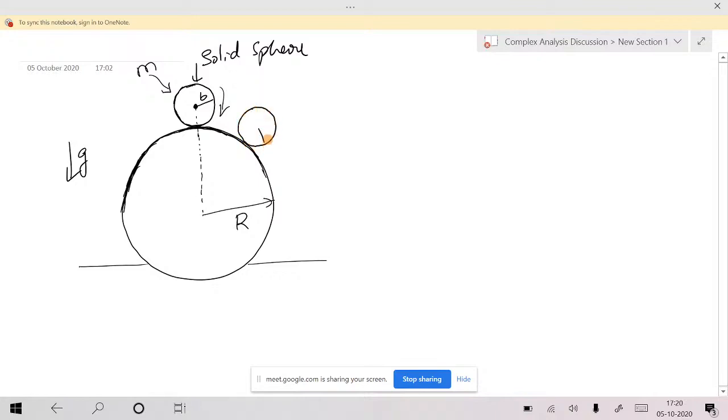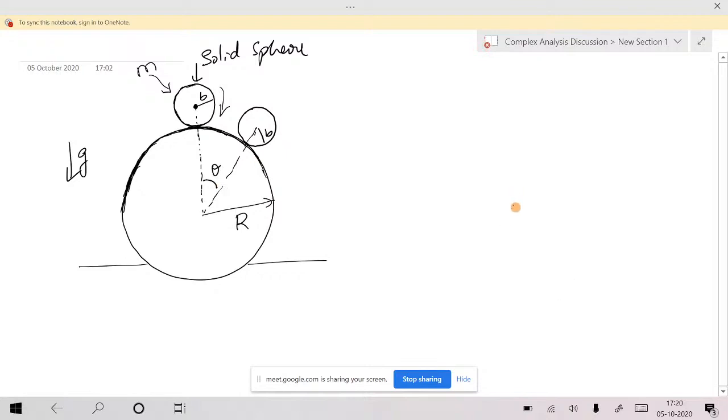Now look at here. It will roll, and after some angle with the vertical, after some angle theta with the vertical, I'm going to define that angle here, theta. This sphere is going to leave the surface of this big sphere. This small solid sphere which was rolling is going to leave the surface. Can you just imagine that one? This is one of the problems.